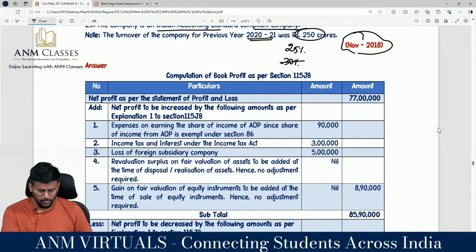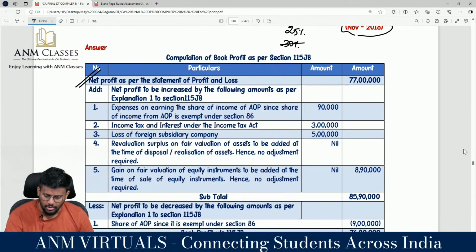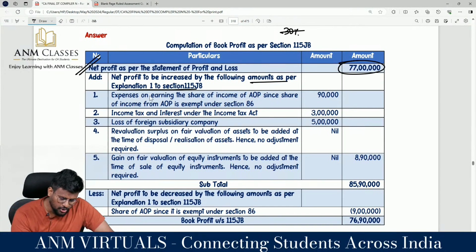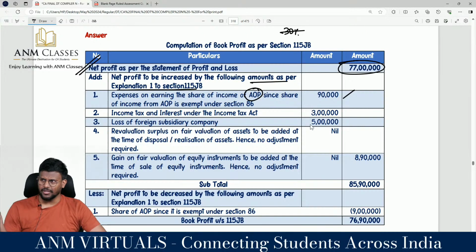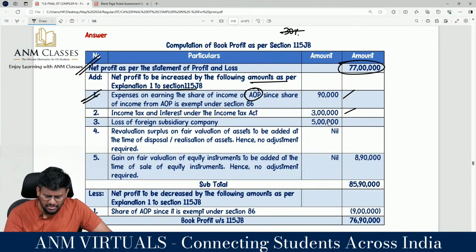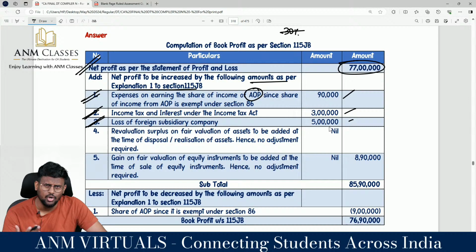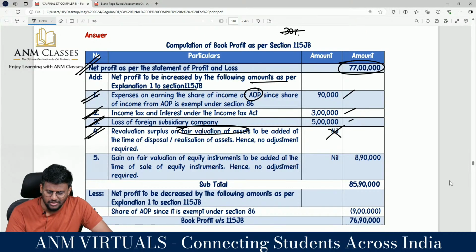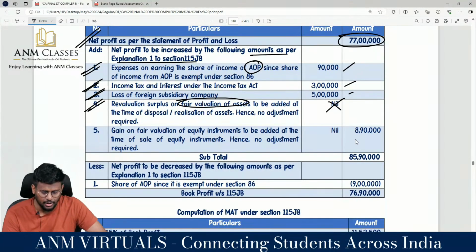So computation of book profit under 115JB. Net profit as per statement of P&L, already they have given 77 lakh. Add net profit to be increased by the following amounts as per Explanation 1 to section 115JB. Expenses on earning the share of income of AOP, since share of income from AOP is exempt under section 86. So this amount has been debited to P&L account, should be added back. Income tax and interest under the Income Tax Act, 3 lakh should be added back because income tax paid or payable. Loss of foreign subsidiary should be added back. Straightforward, these all are normal MAT adjustments. Revaluation surplus on fair valuation of asset, you are not supposed to adjust now, it has to be adjusted at the year of actual sale.